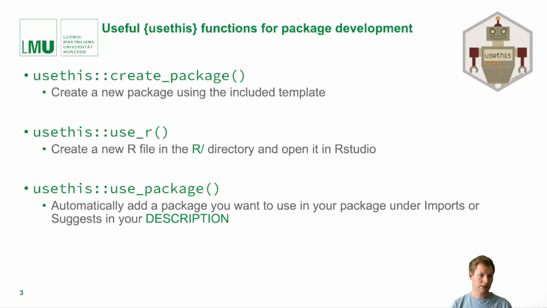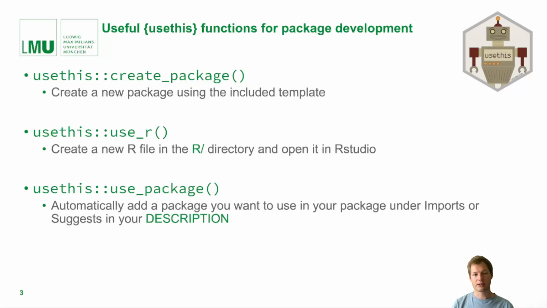Then there's use_package, which is really nice. This will automatically add the package that you want to use in your DESCRIPTION. So you can just write use_package ggplot2 or something, and it will automatically add the package in your description, with the right version and everything. It's a very convenient way of adding it to the description file under the right place as well. I think it will ask you where to put it.